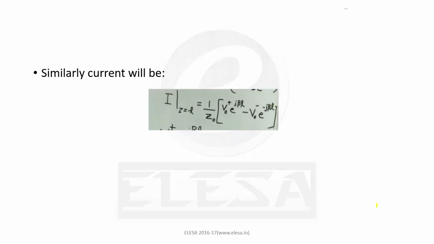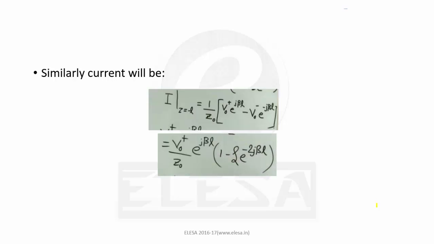Similarly, the current will be just the ratio of voltage and impedance. So current at a distance z equal to minus L will be equal to 1 upon z naught, the characteristic impedance, into V naught plus e raised to j beta L minus V naught minus e raised to minus j beta L. And again, taking V naught plus e raised to j beta L common, we get it in terms of the reflection coefficient.